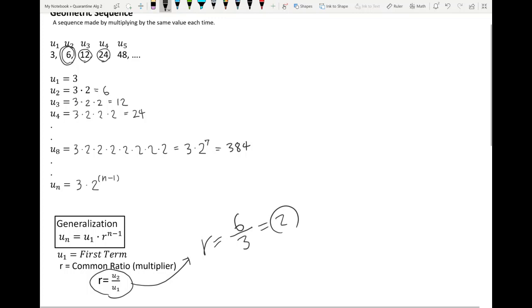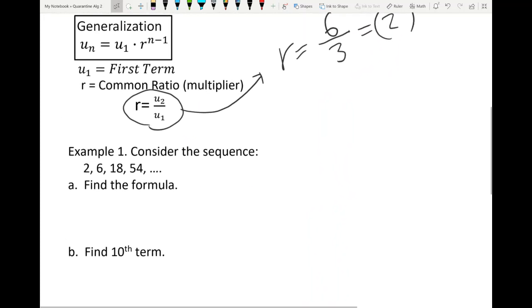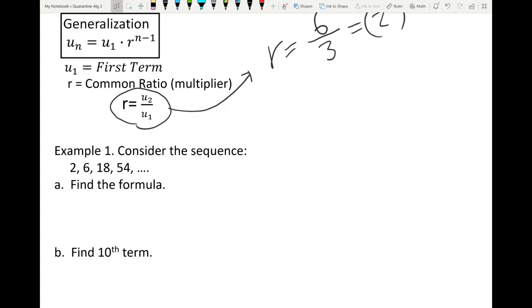Okay, so let's go over an example. We just have 2 questions, A and B. So to find the formula, we need to identify u1 and r. So let's try that. What is u1? Well, u1 is the first number, so it's 2. Let's find r. What is r?